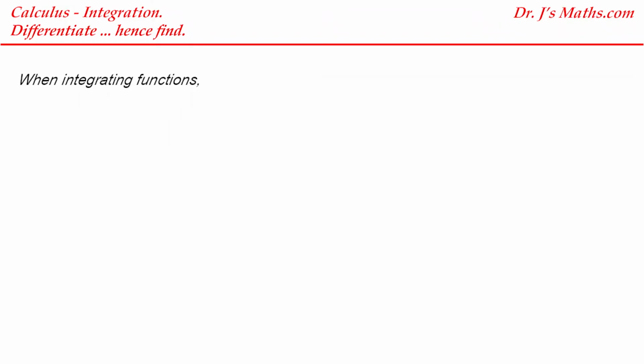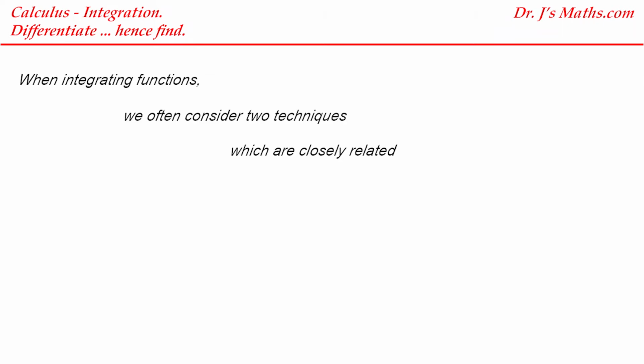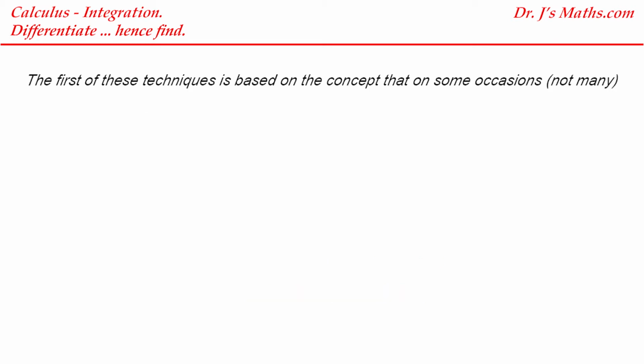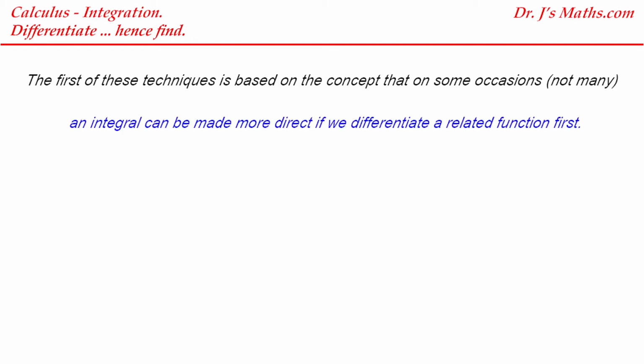When integrating functions, we often consider two techniques which are closely related but which differ in their approach and strategy. The techniques are the two-stage one of differentiating and then hence finding, and the reverse chain rule. The first of these techniques is based on the concept that on some occasions, not too many, an integral can be made more direct if we differentiate a related function first.